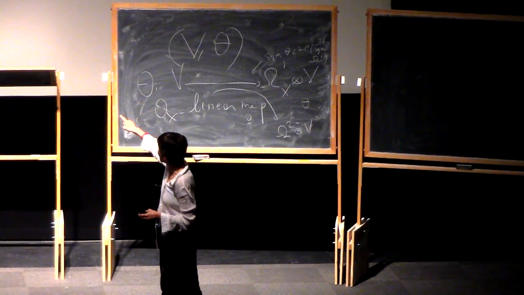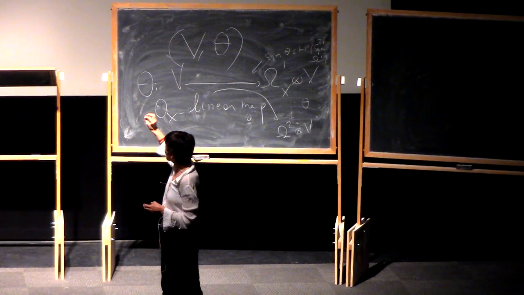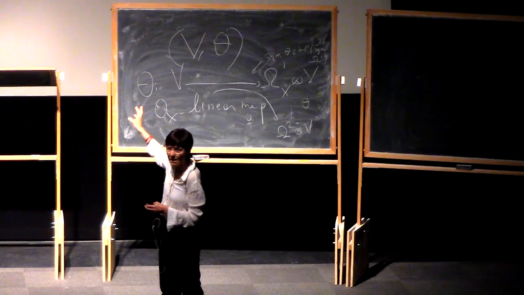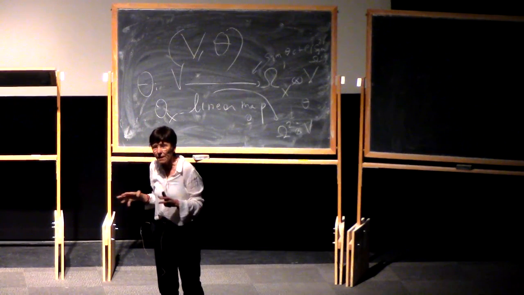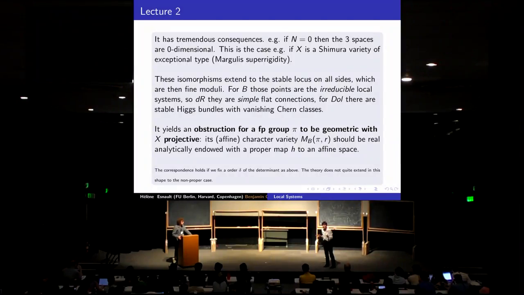So if n is zero, then this space, which is proper, is isomorphic topologically to a space which is affine. So that means it's zero-dimensional, algebraically. And this is very interesting because we have plenty of examples of those. For example, Shimura varieties of exceptional type, by Margulis superrigidity, Zuo-Eyssidieux fills this. So this is a very interesting example.